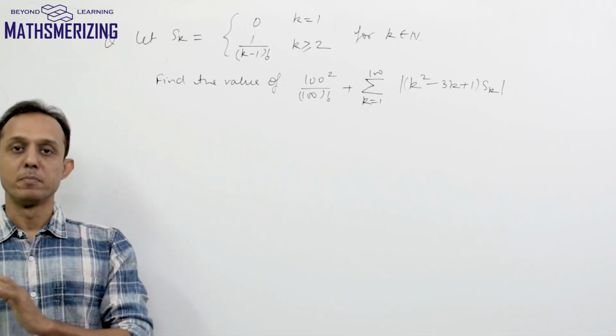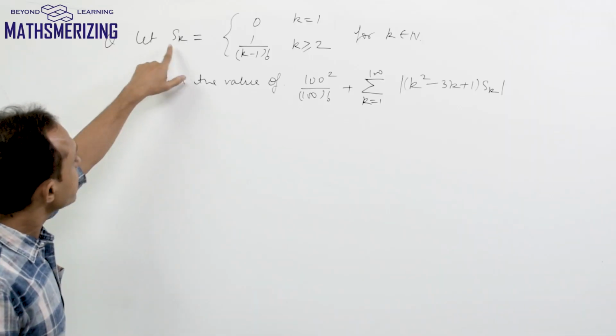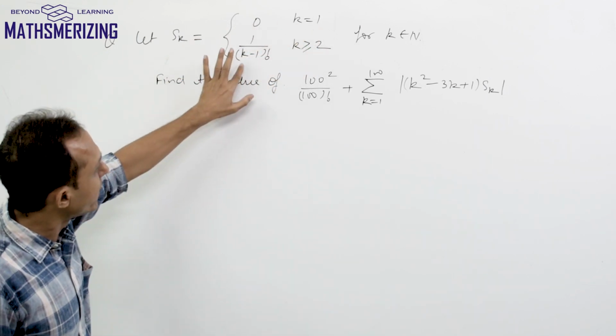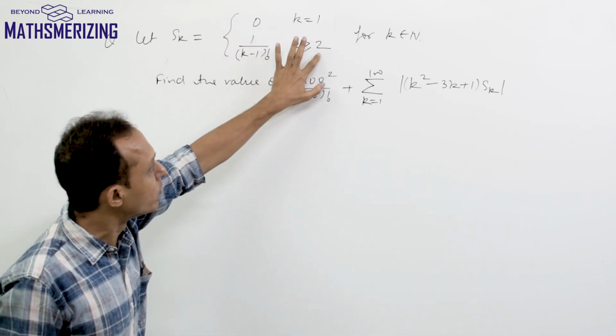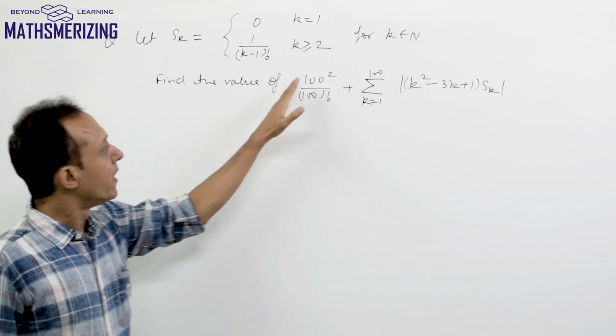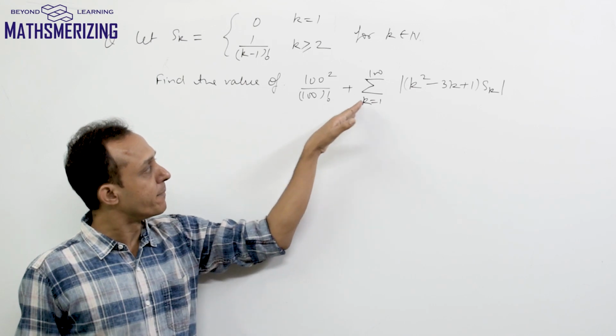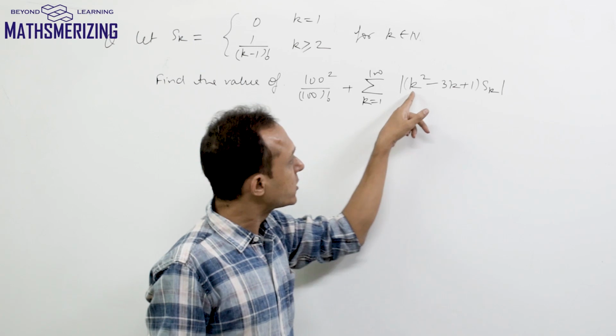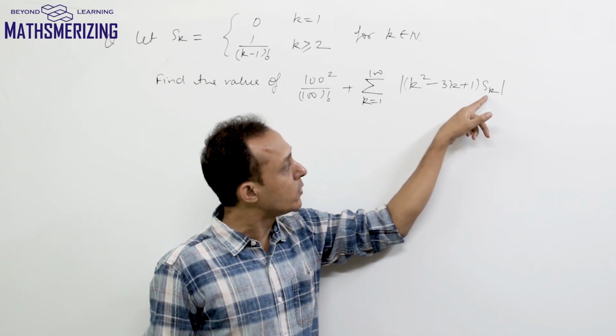So let us take up another problem. The problem is, let sk be defined as 0 when k is 1 and 1 upon factorial k minus 1 when k is greater than or equal to 2, for every natural number k. Then we have to find the value of 100 square upon factorial 100 plus the summation, where k varies from 1 to 100, of mod of k square minus 3k plus 1 into sk.